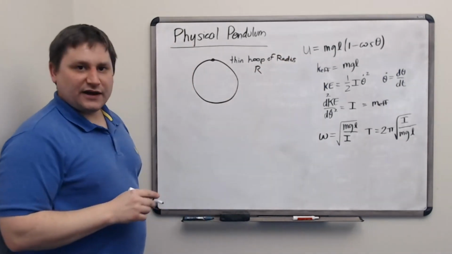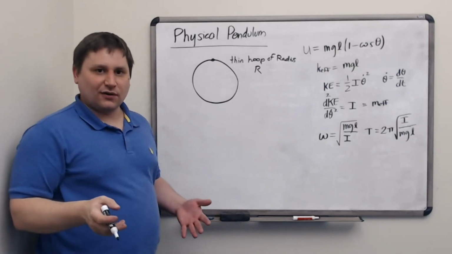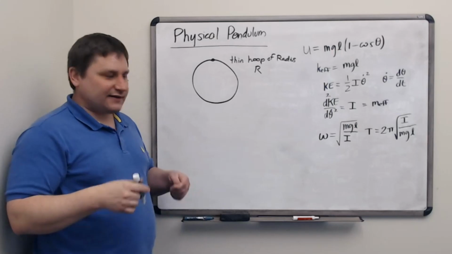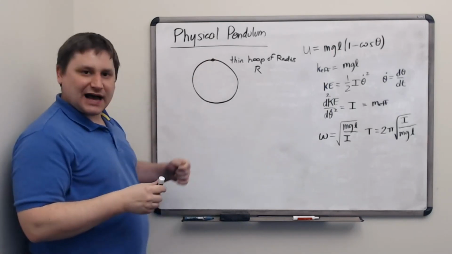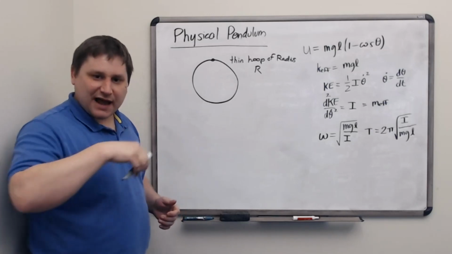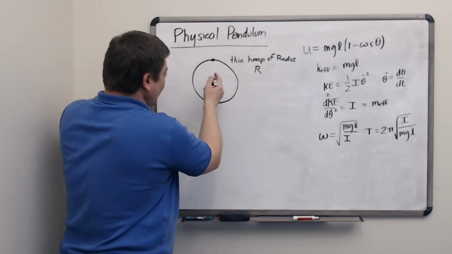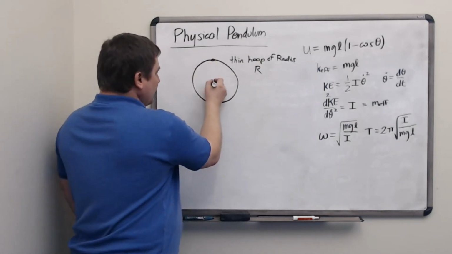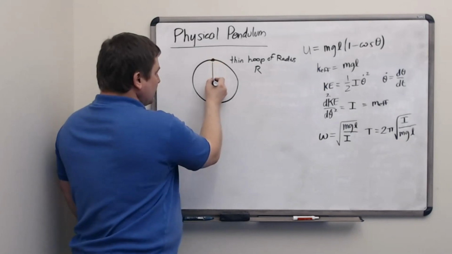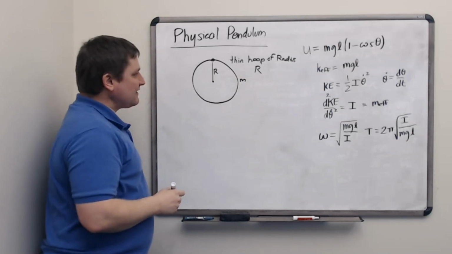We'll do a thin hoop of radius r. So like a hula hoop or a ring, and it's got a pole through it or something that's holding it up at the top, and so it can kind of swing back and forth on there, rolling back and forth while maintaining contact at the top. Right. The radius of this is r, and let the total mass be m.